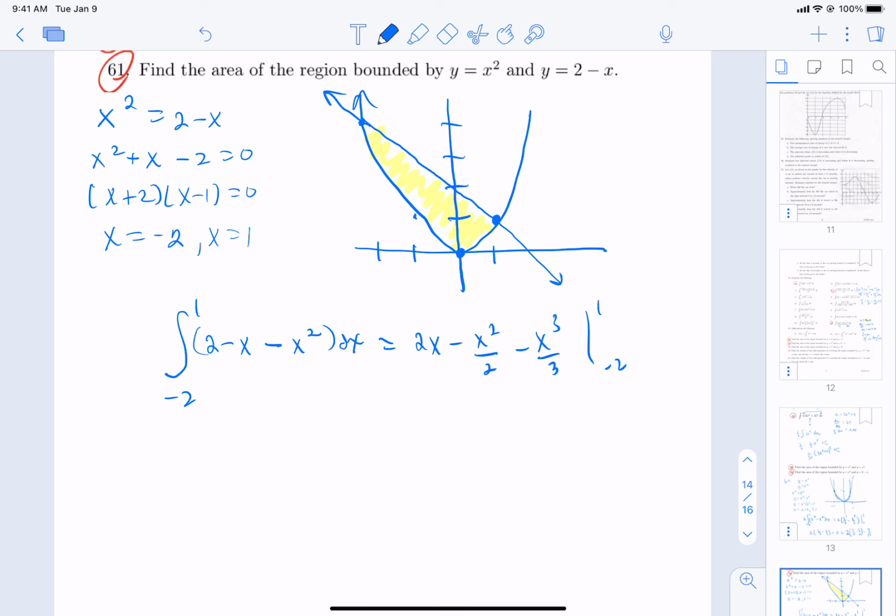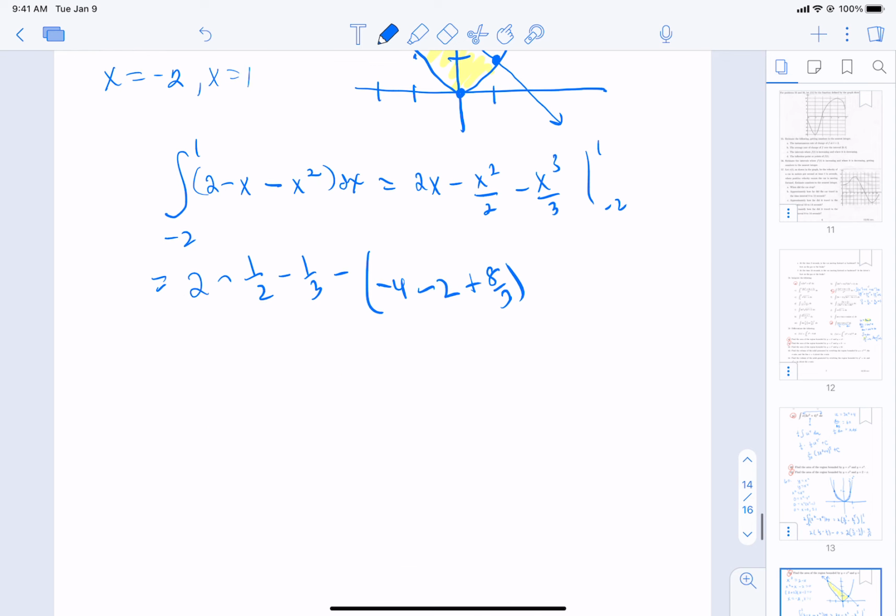We are going to get some values here because it wasn't 0 that they met up at. If we plug in 1, we get 2 minus a half minus a third. Now let's plug in negative 2, so you've got to be careful. This is going to be negative 4. That's going to be 4 divided by 2, which is 2, so that's going to be minus 2. And that's going to be plus 8 thirds. So then I'll distribute, well, let's make this a negative 6. Okay. So I get 2 minus a half minus a third. Minus a negative 6 would be plus 6. Minus an 8 thirds.